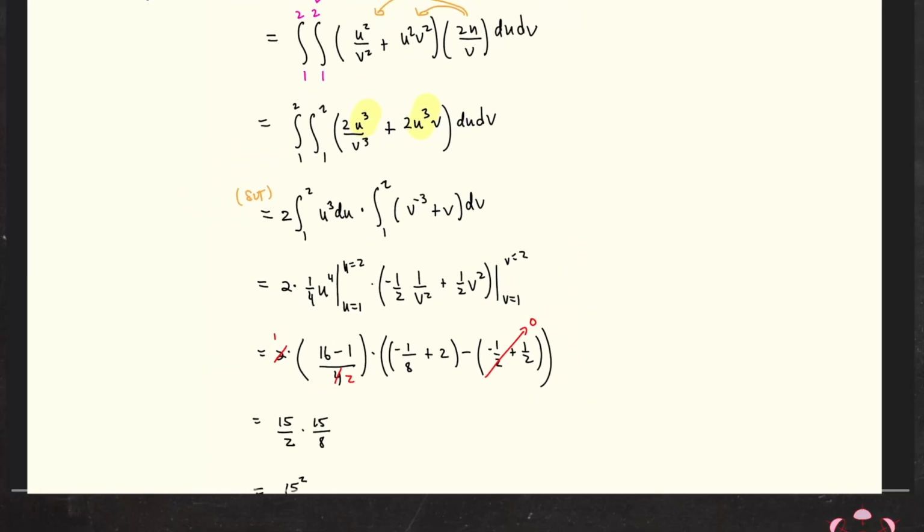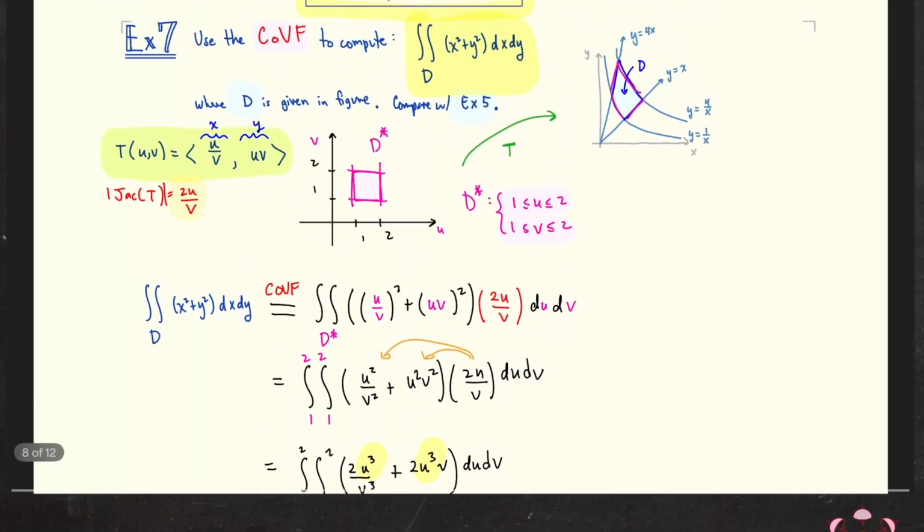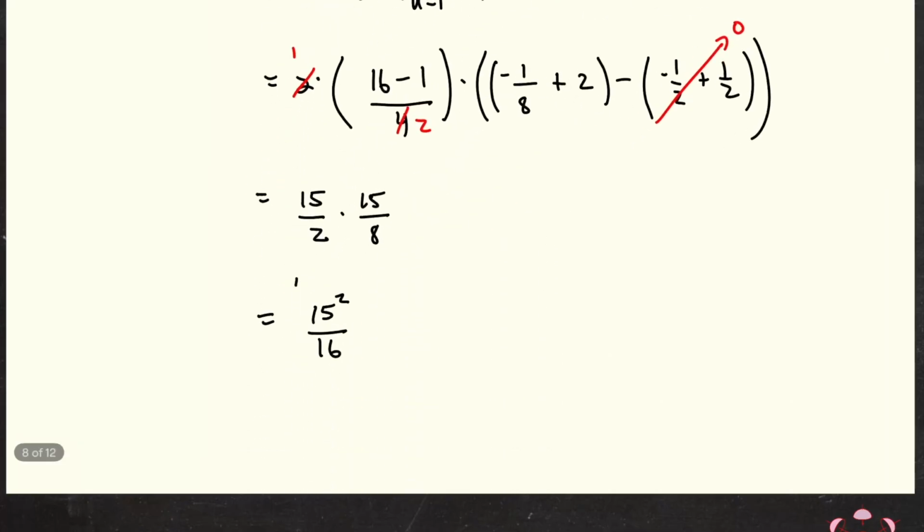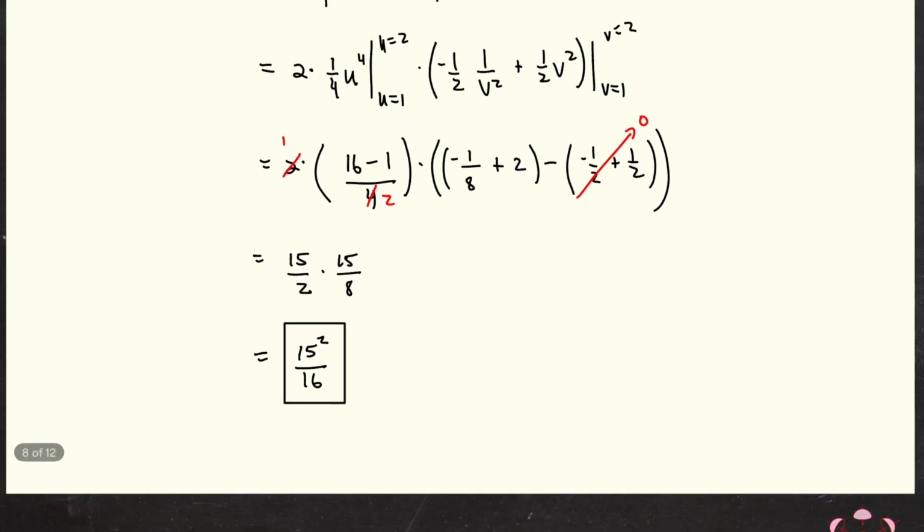And let's take a look at the beginning of the problem. So all we had to do is just compute this double integral, and we've done it. No story with the problem, so there is our answer, 15 squared divided by 16. Lovely.